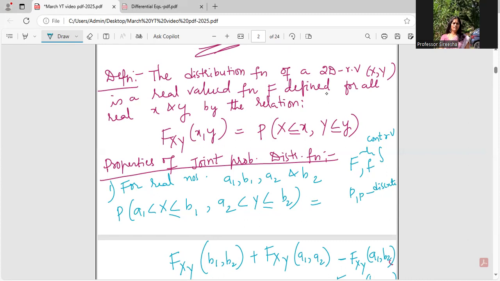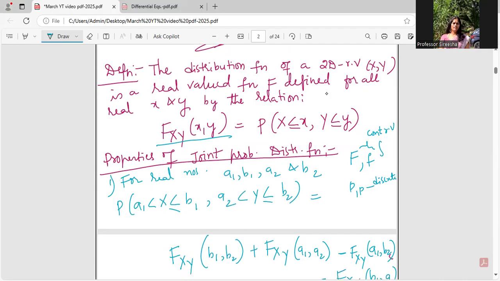Now, the distribution function for a two-dimensional random variable, how is it defined? You can just see. It is notated by capital F, suffix capital X, capital Y, of small x and small y. This is equal to probability of capital X less than or equal to small x, capital Y less than or equal to small y. Okay.